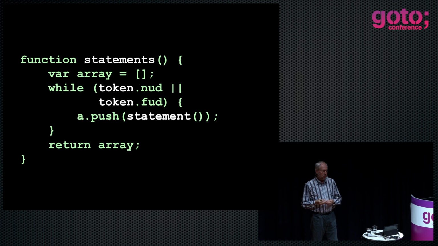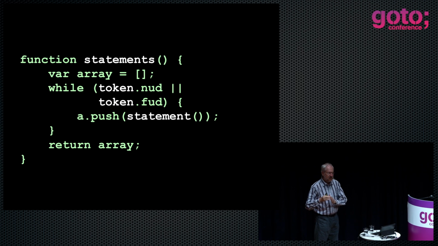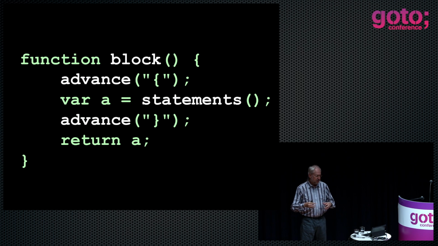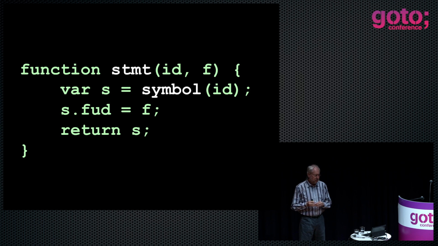Very often, we'll want to have more than one statement. So statements allows us to parse a list of statements and put them in an array. And we can tell if a token is likely to be the next statement if it has a nud or a FUD. If it does, then it's probably a statement. If it doesn't, then it probably isn't. We can then parse blocks. A block starts with a curly brace and then will contain some statements and then a closing curly brace. Okay, and then we can start defining our statements. So a statement will take an ID and a FUD function, and so we'll get a symbol for that statement and assign the FUD function to it.